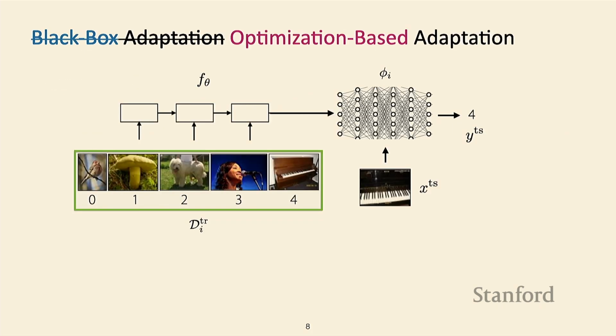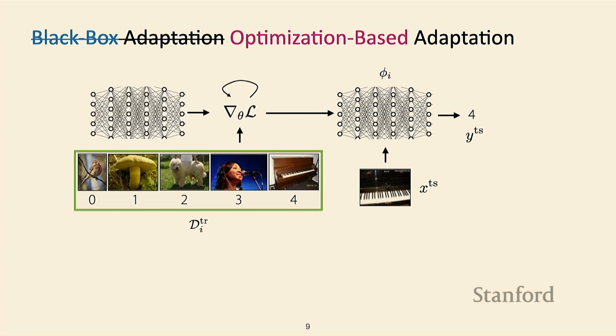So in particular, we're basically going to replace this RNN on the top left with some form of optimization process. And in particular, we're going to focus on gradient-based optimization. So instead of putting these examples into a RNN, we can actually run gradient descent on these examples in order to get a set of task-specific parameters.